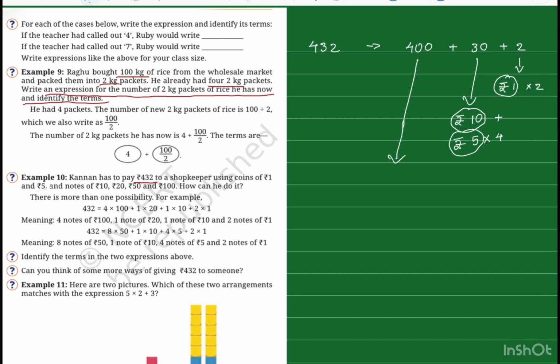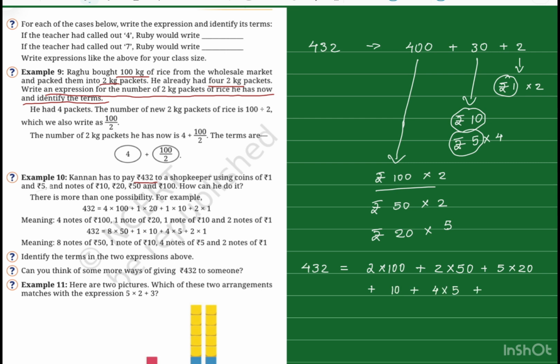400 can be split: we can give 100 rupees, 50 rupees and 20 rupees. 100 rupees 2 and 50 rupees 2, then we get 200, 20 rupees 5, we get 100. It will make 400. So the expression for this is 2 into 100 plus 2 into 50 plus 5 into 20 plus 10 plus 4 into 5 plus 2 into 1.